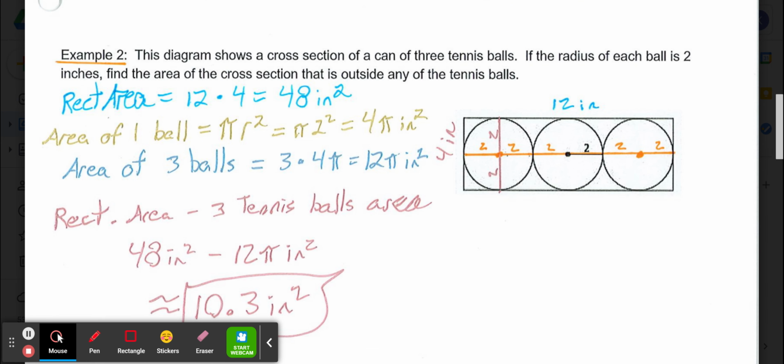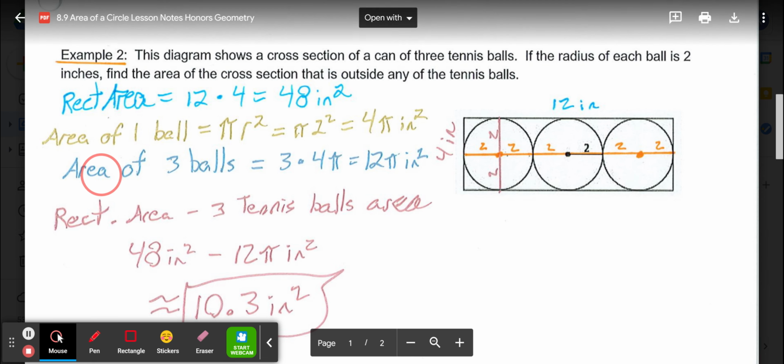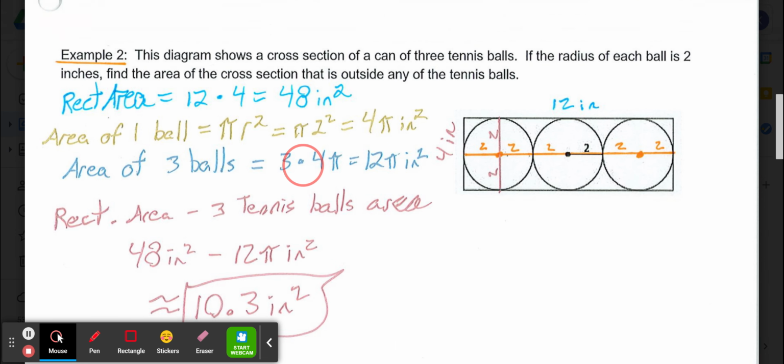Then we want to find the area of one of the tennis balls. So it's just pi times radius squared. Our radius is 2, so 2 squared is 4. So the area of one tennis ball is 4 pi inches squared. I'm leaving it as the exact answer in terms of pi right now. Not going to do any approximations and rounding till the very end to be as accurate as possible. So then the area of the 3 tennis balls would just be 3 times our answer here of 4 pi. So the area of the 3 tennis balls is 12 pi inches squared.